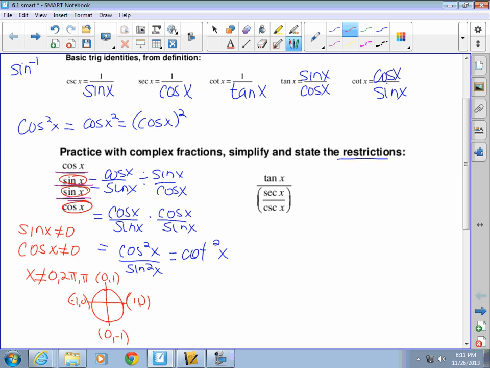Cos x then is equal to 0 at 90, so at pi over 2 and 3 pi over 2. So here is our solution. Our restrictions then, because those were all of the places that they were. So if you look at this, we had 0, 2 pi, pi over 2, 3 pi over 2.